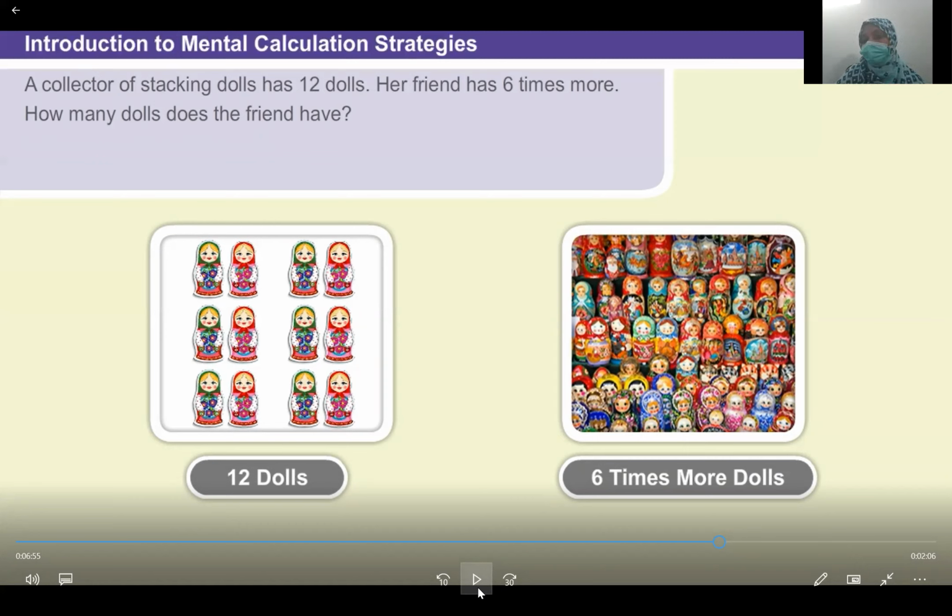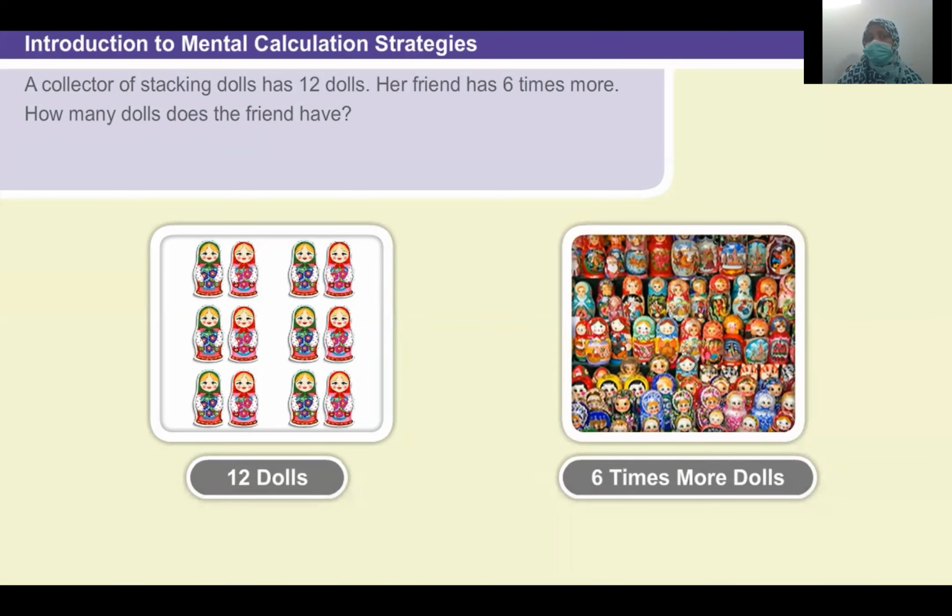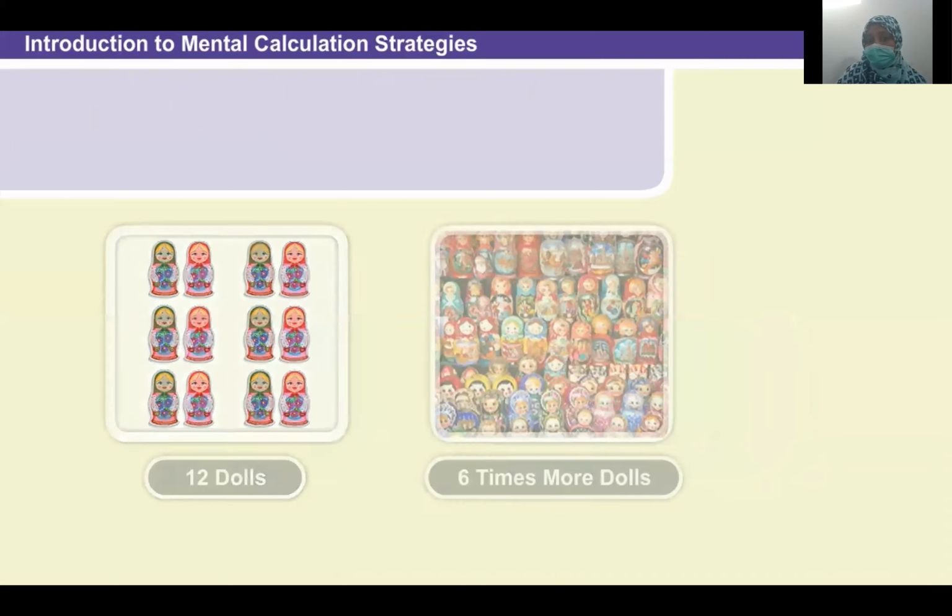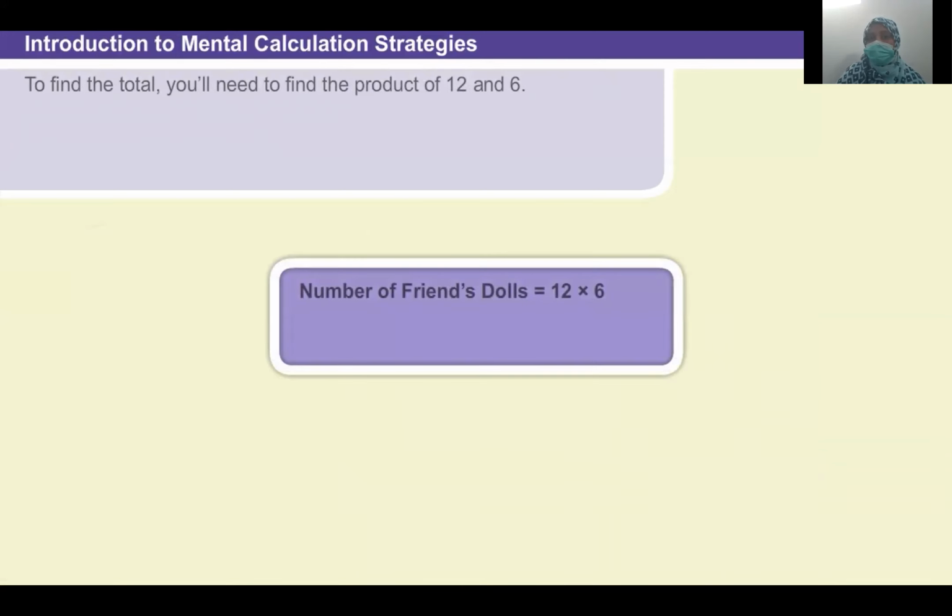6 times more means you will be finding the product of both. Okay, 6 times means that much bigger. So just multiply. Finding the product means you will be multiplying. Okay, how many dolls does the friend have? So how do we find it? Here we will be finding the answer by multiplying 12 and 6.